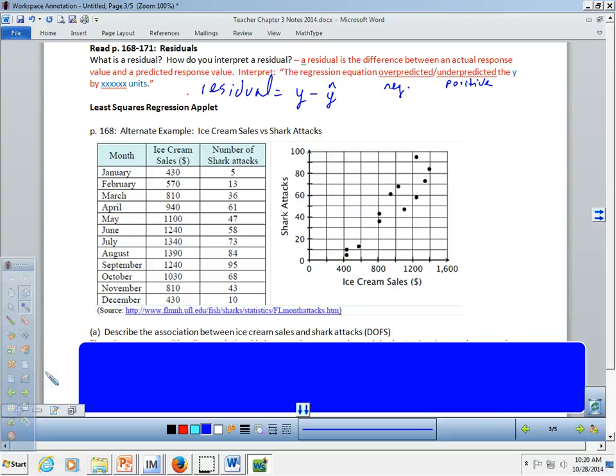Then let's go through some of the questions here. First, it says, describe the association between ice cream sales and shark attacks. If you want to give it a shot first, stop the video, and I'll show you what I came up with. Okay, what did you come up with? Here's what I said.